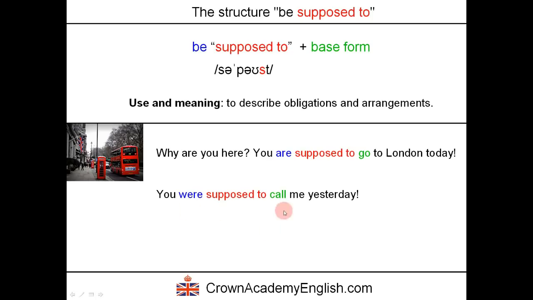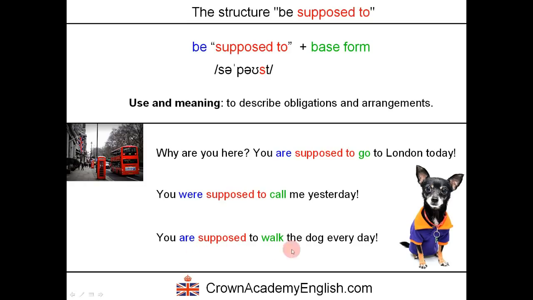This one is in the past tense. You were supposed to call me yesterday. So now we have the verb be in the past form because we're talking about yesterday. Supposed to stays the same, and call is the base form of another verb. You were supposed to call me yesterday. So why didn't you call me yesterday? We had arranged, or we had planned that you would call me yesterday, but you didn't do it. Okay, so that's the meaning.